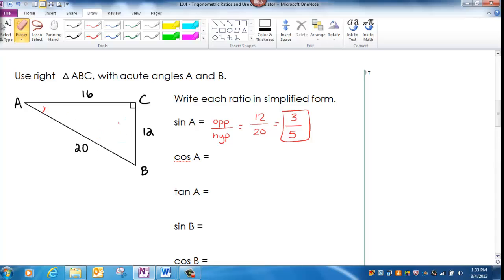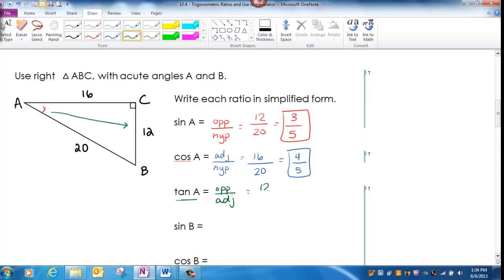Okay, next one. Cosine of A. Okay, so cosine, remember, is the adjacent side over the hypotenuse. So if we're still looking at A, adjacent to A would be side AC, which is 16 units long, over the hypotenuse, which is still 20. The hypotenuse doesn't change. Again, this can also be simplified by dividing the numerator and the denominator by 4, and you will get 4 over 5. Okay. Next one, tangent of A. Well, remember, tangent is opposite over adjacent. Okay, again, looking at A, opposite to A is the 12. Adjacent to A is the 16. And this can be simplified to 3 over 4.